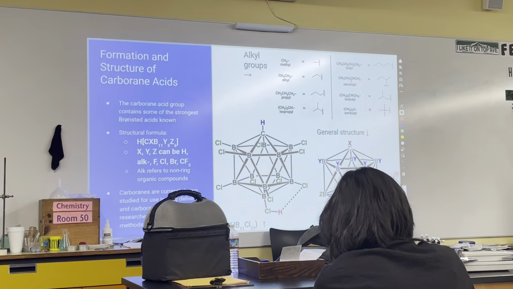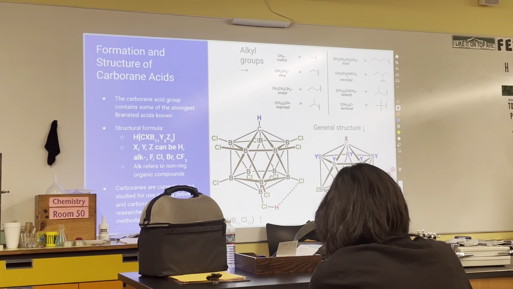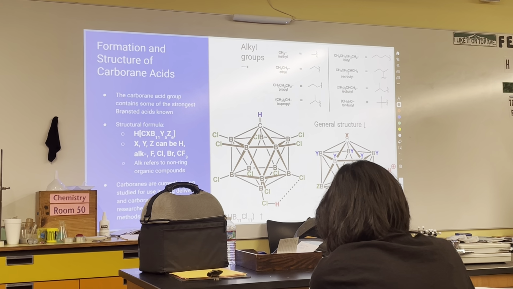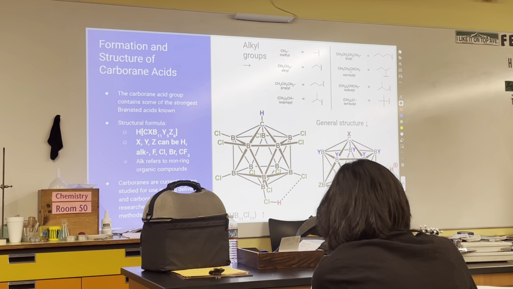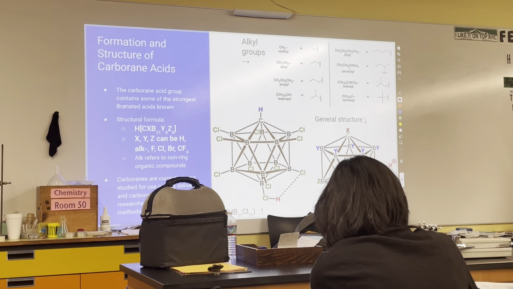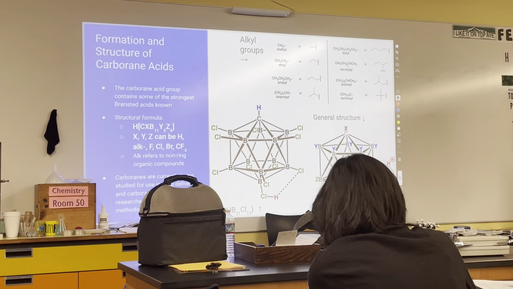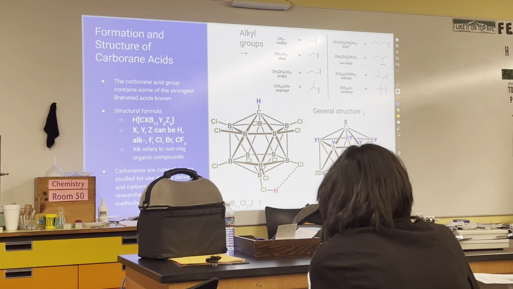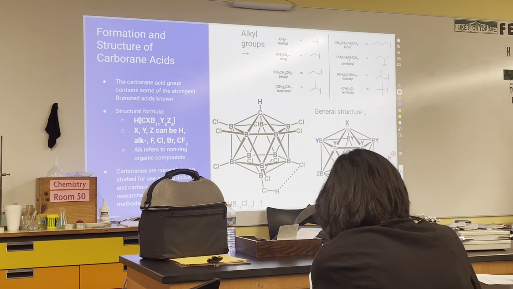Okay, so now we have one category of superacids. These are known as carboranes, and they're some of the strongest Brønsted acids known. They have a really interesting structural formula, which is up on the board. Basically, they just consist of a boron-like shell almost, with a carbon on top.